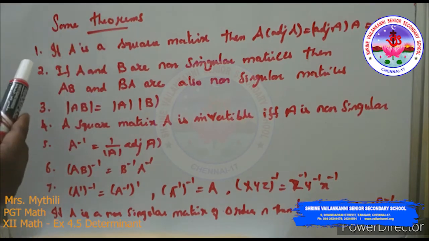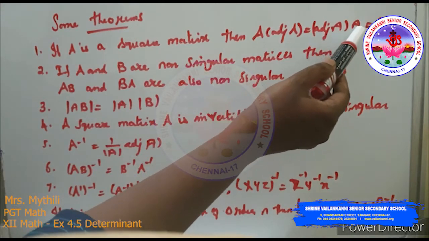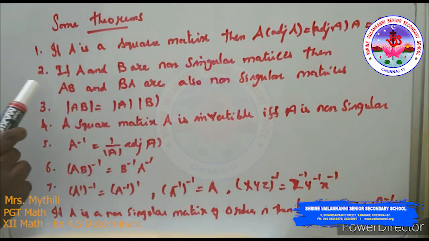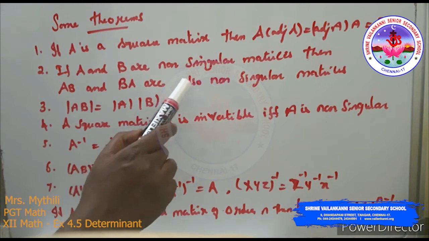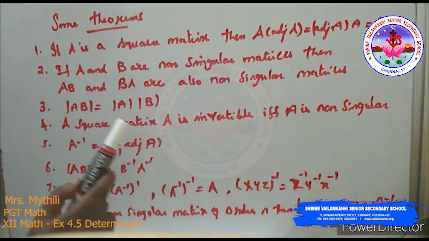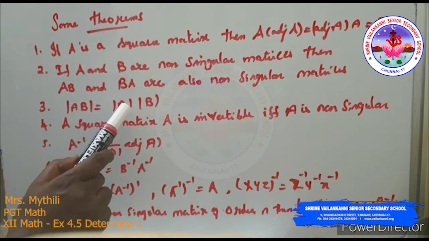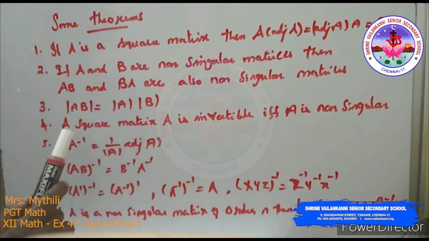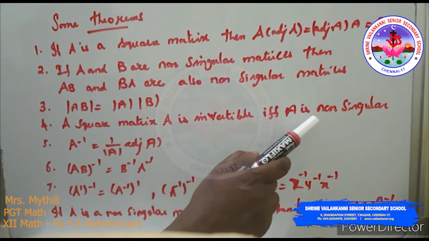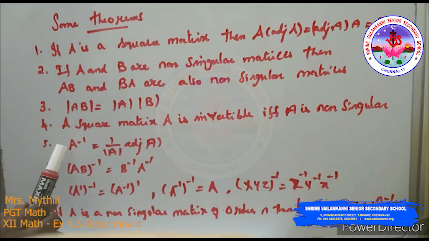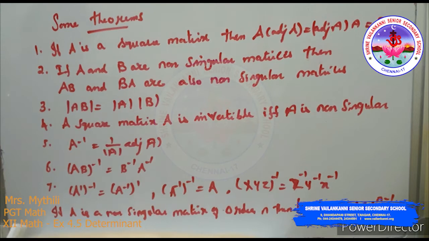Some theorems. If A is a square matrix, then A into adjoint of A is equal to adjoint of A into A, which is equal to I. If A and B are non-singular matrices, then AB and BA are also non-singular matrices. Then determinant of AB can be written as determinant of A into determinant of B. A square matrix A is invertible if and only if A is non-singular. Then A inverse equals 1 by determinant of A into adjoint of A.